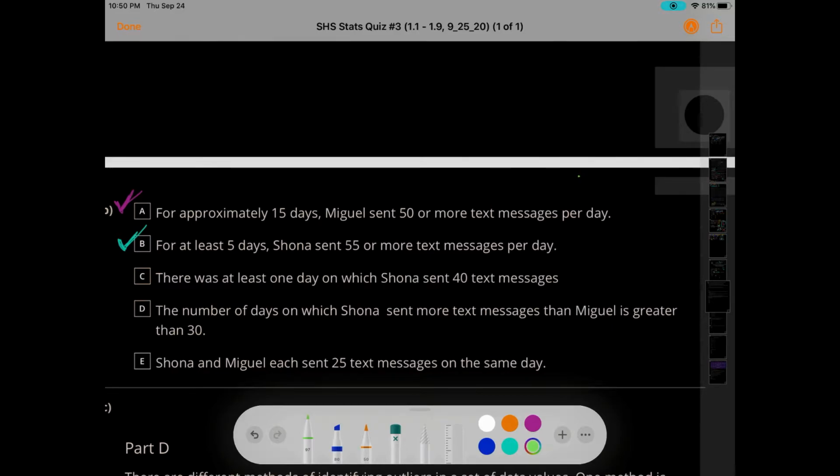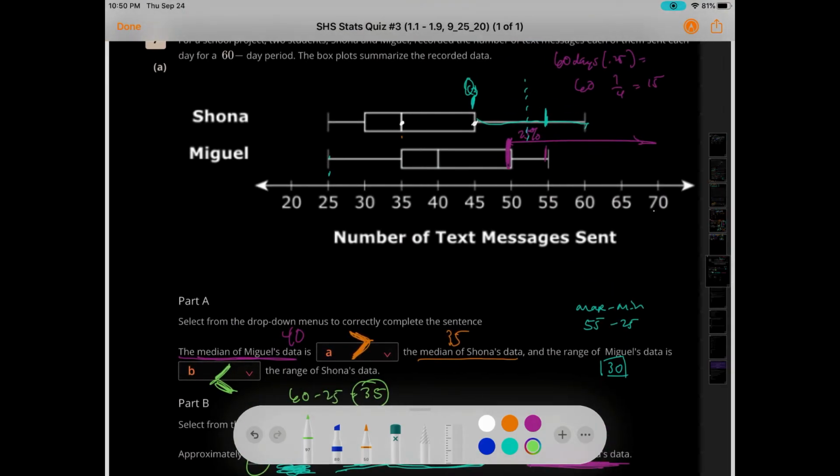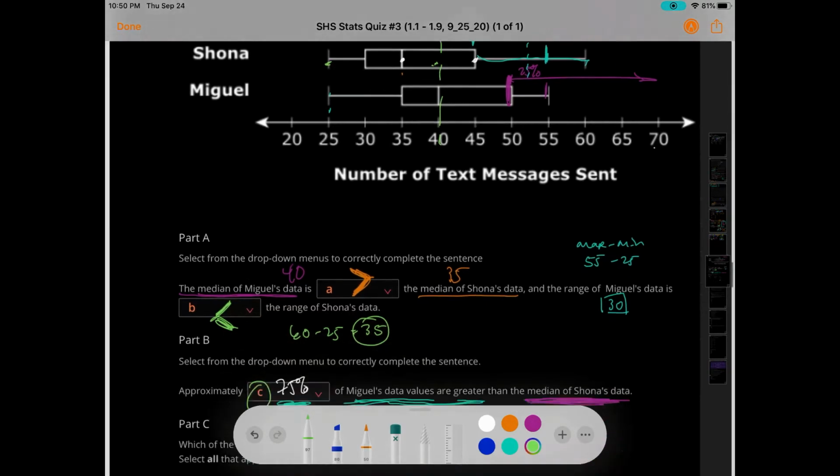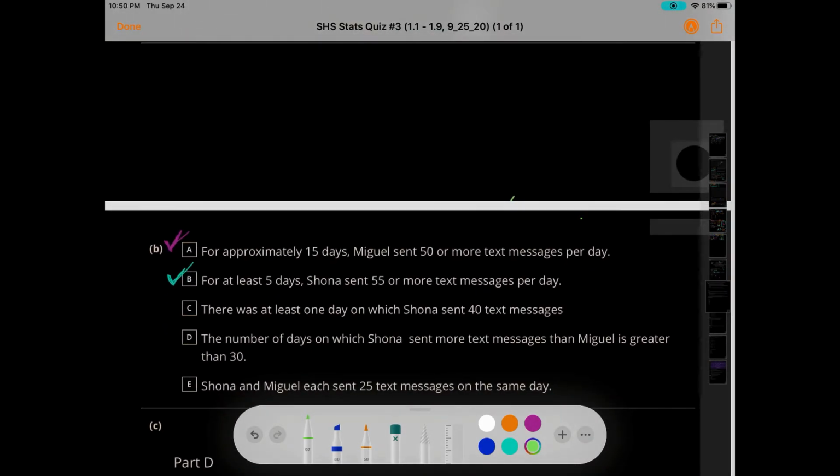There was at least 1 day in which Shona sent 40 messages. Let's go look at Shona. Yeah, because if you look here, this is her minimum. So yes, there was at least 1 day in which Shona sent 40 messages.